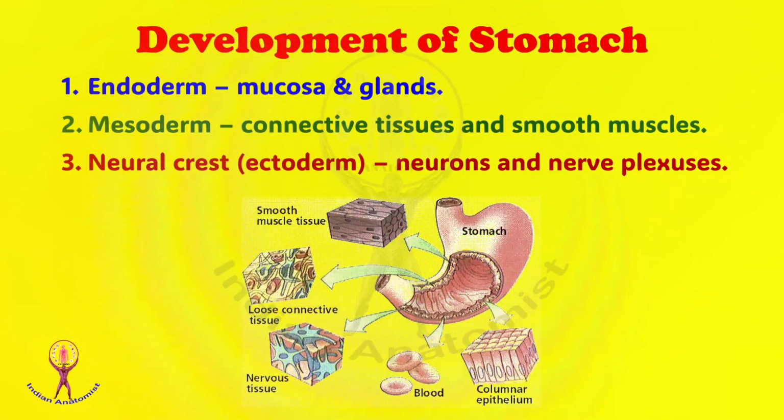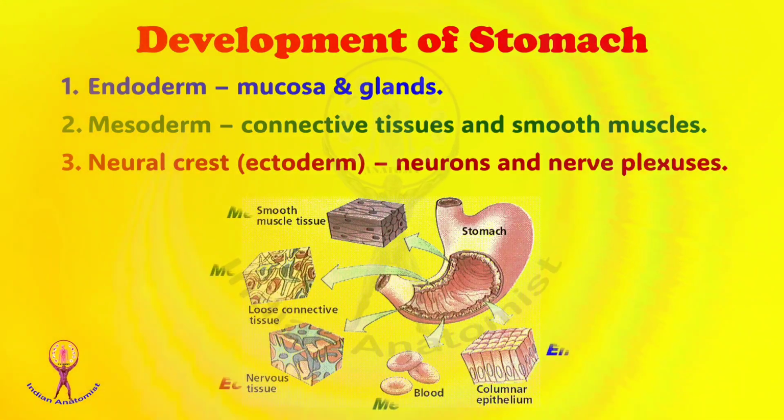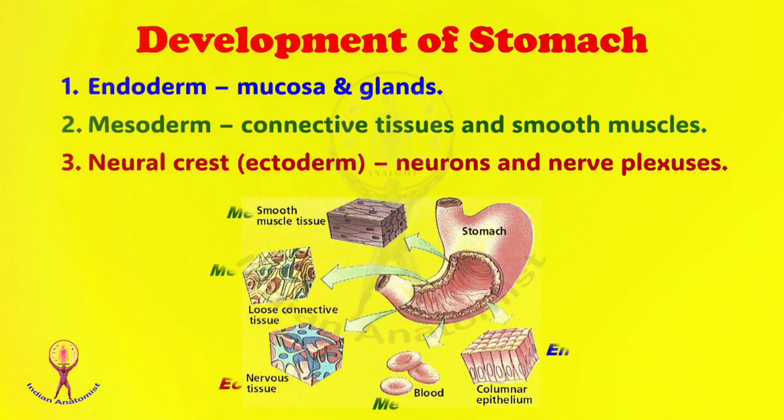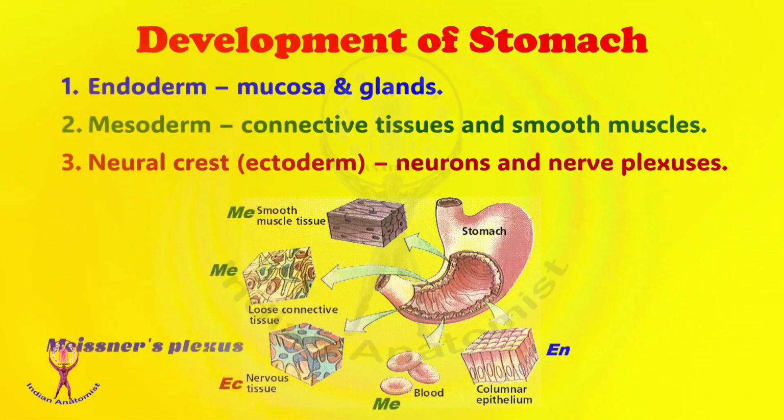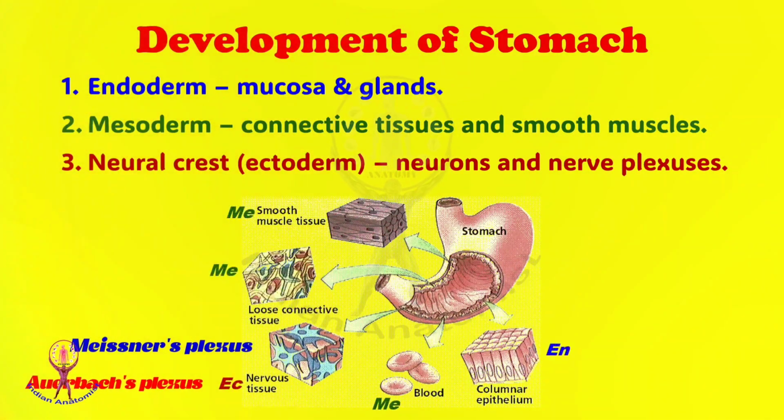Now, what are the structures of the stomach derived from germ layers? 1. The mucosa and glands of the stomach arise from the innermost germ layer, the endoderm. 2. From mesoderm, the stomach's connective tissues and smooth muscles arise. And finally, the third is neural crest cells, an ectoderm derivative that gives the neurons and nerve plexuses. There are two plexuses related to the stomach: Meissner's or submucosal and Auerbach's or myoenteric nerve plexus.